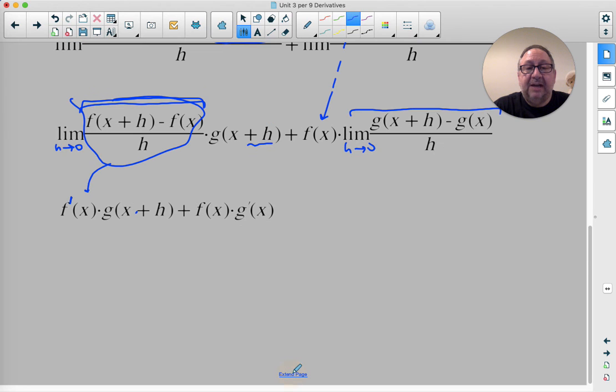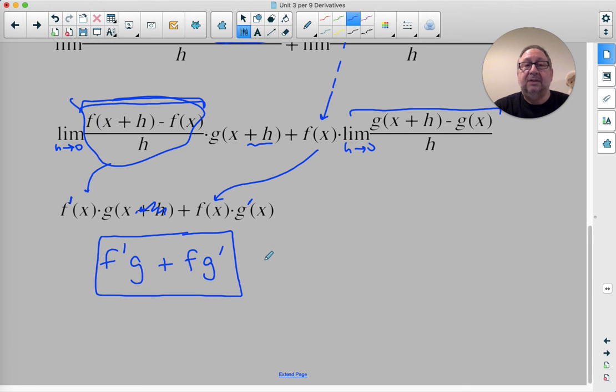We'll rewrite a new line. F of x stays out in front. It has no h's in it at all. And this is the g prime. Finally, in that limit as h goes to 0, we end up with f prime g plus f g prime. And that is the product rule, and it is proven.